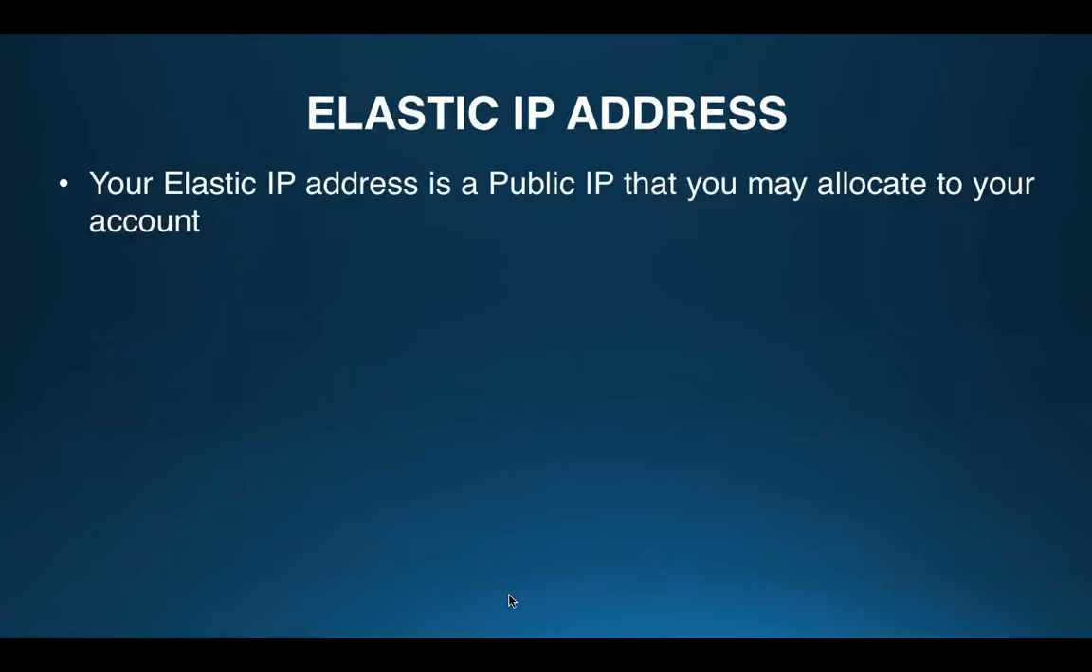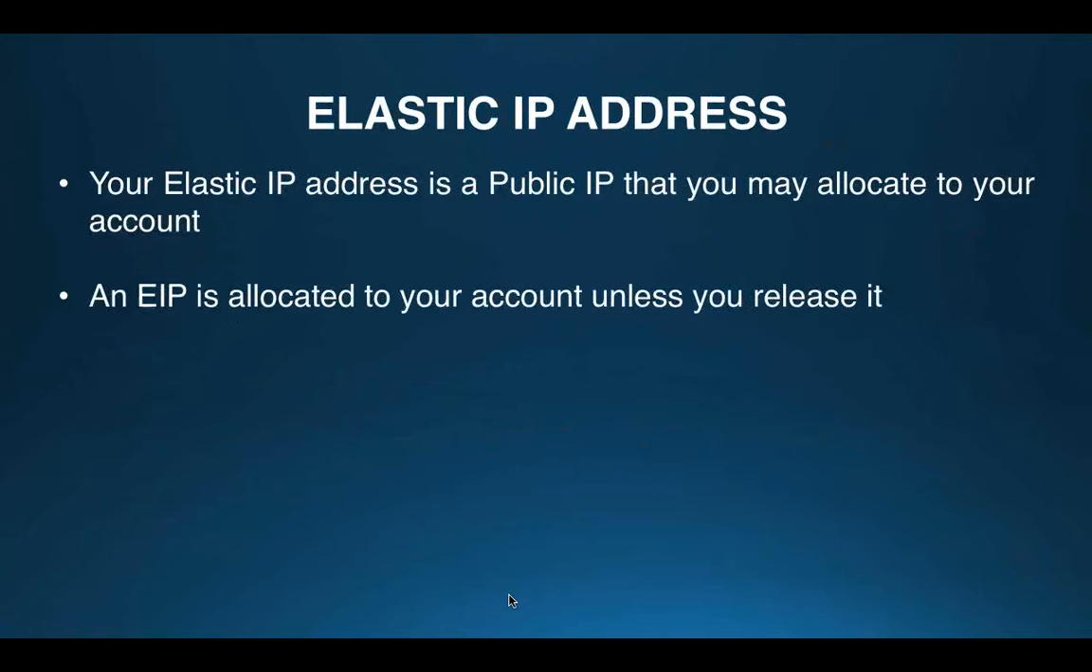Regarding elastic IP addresses, an elastic IP address is a public IP that you may allocate to your account. So elastic IP is the same as a public IP, but elastic IPs are never assigned to your instance directly. It is assigned to the account: we allocate it to the account, and then we associate it to the instance. In a nutshell, elastic IP addresses are allocated to the account directly, not to the instances. An elastic IP stays allocated to your account unless you release it.